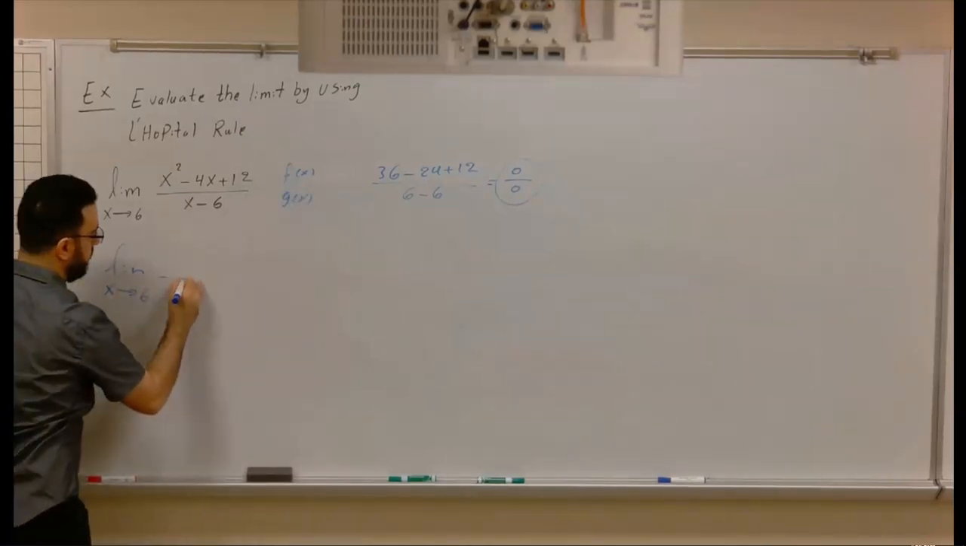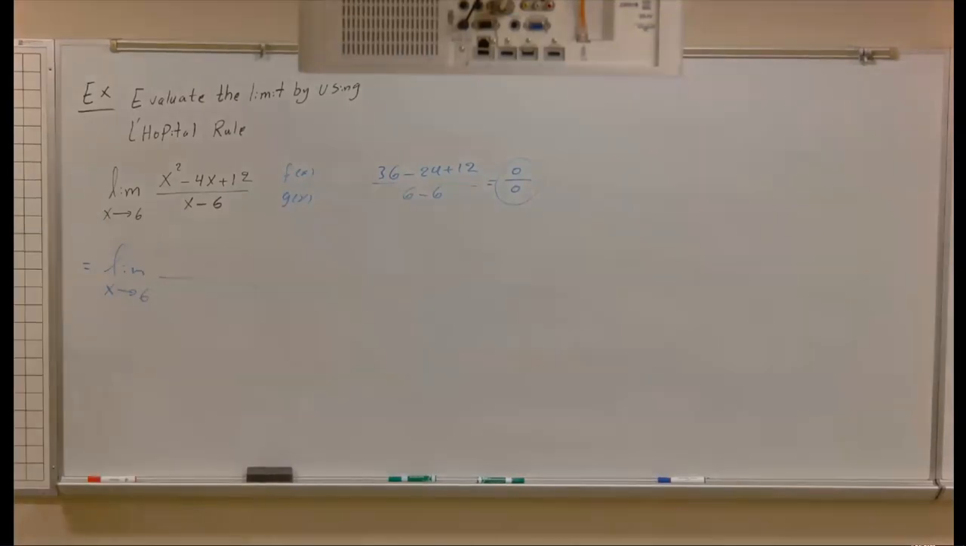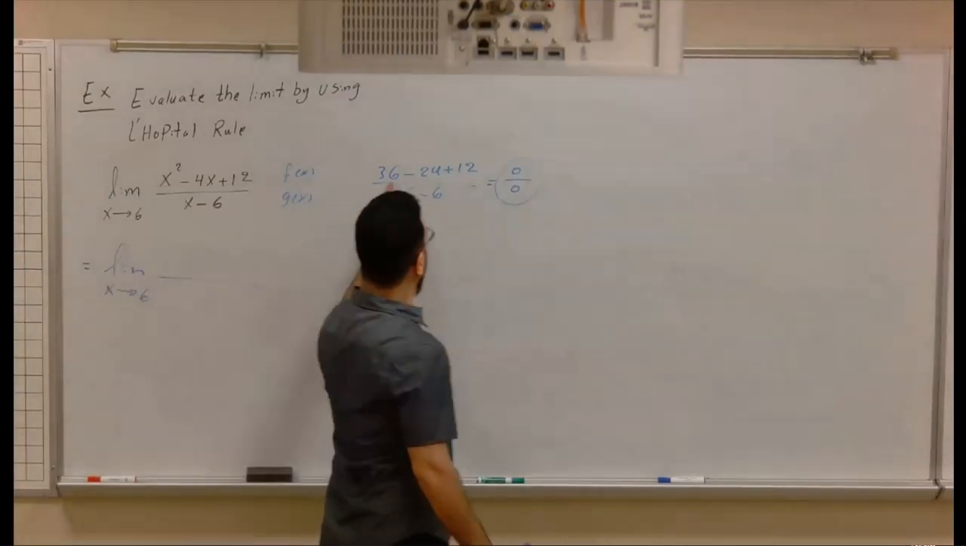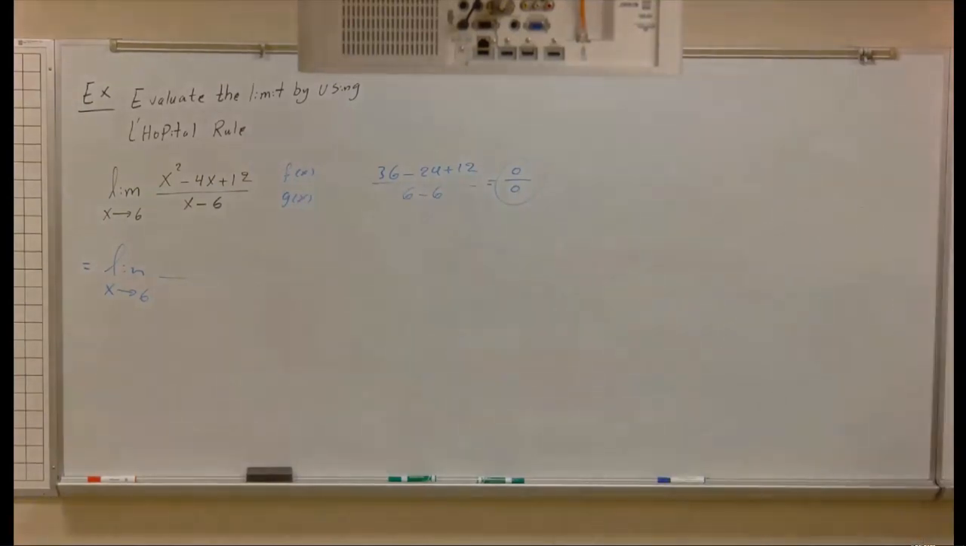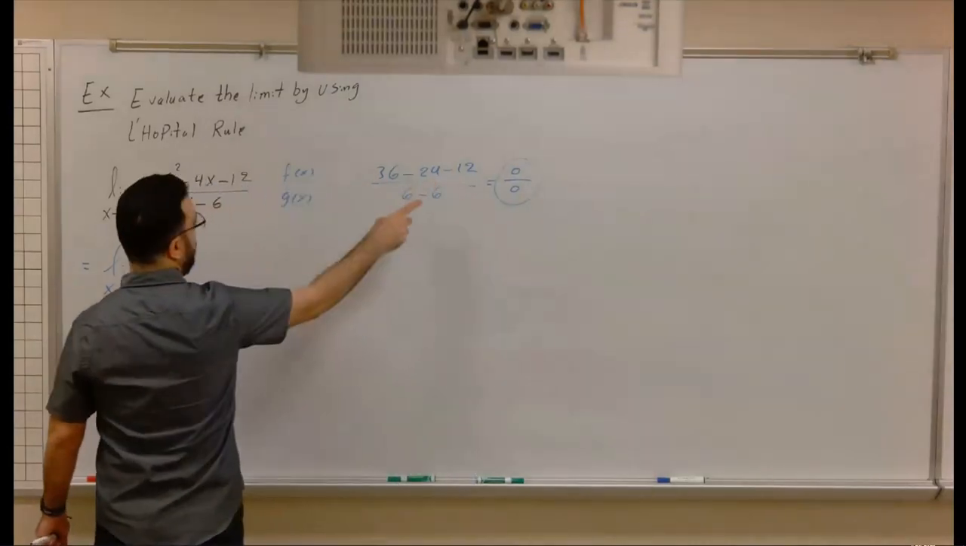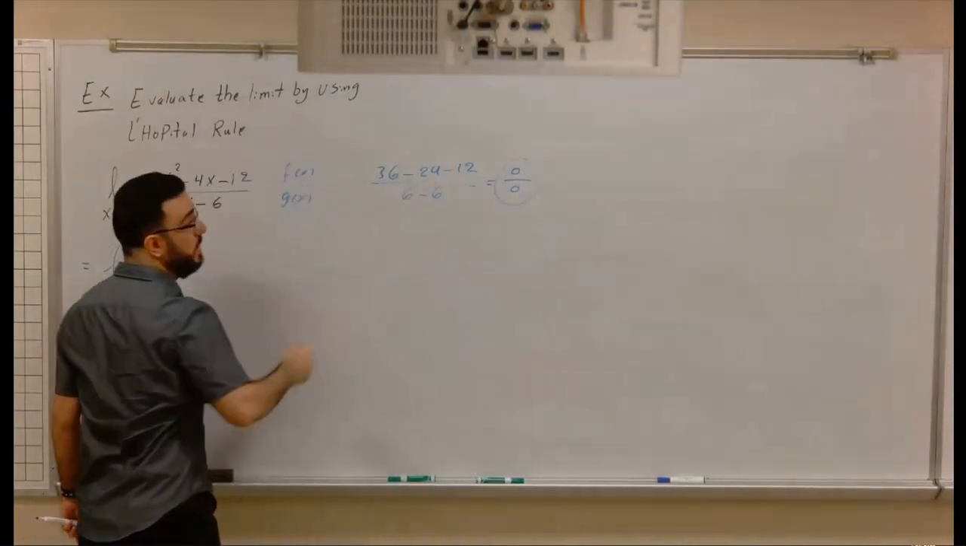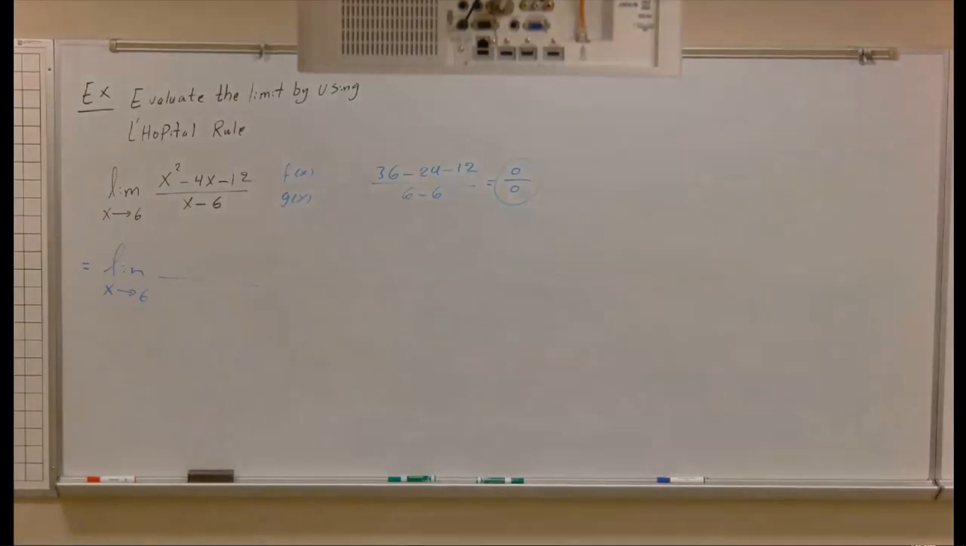So in reality, it's 0 over 0. If you plug in this one, what if it's 4 over 0? We'll still use L'Hopital's rule. Now it's going to be 0 over 0. That means this is indeterminate form, which means I can use L'Hopital's rule.